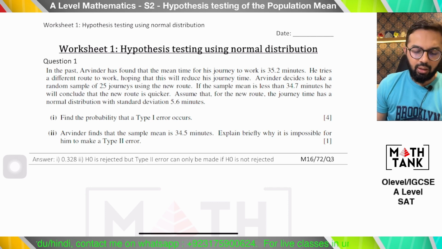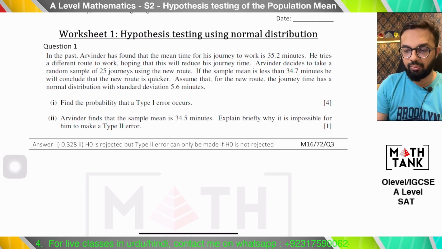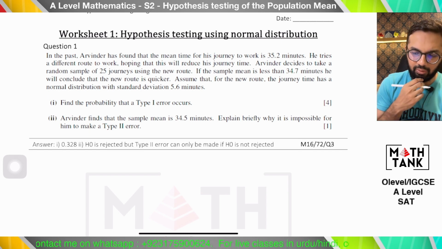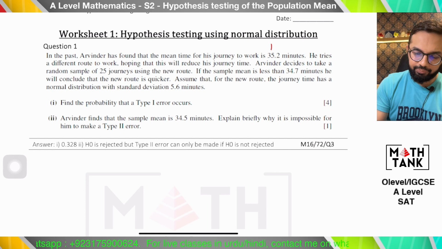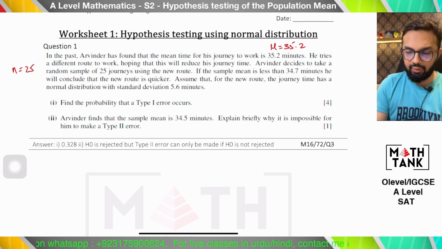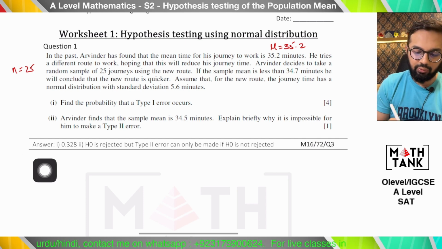Okay, let's see. Question number one says in the past, Arvinder has found that the mean time for his journey to work is 35.2 minutes. He tries a different route to work, hoping that this will reduce his journey time. Arvinder decides to take a random sample of 25 journeys using the new route. If the sample mean is less than 34.7 minutes, he will conclude that the new route is quicker.